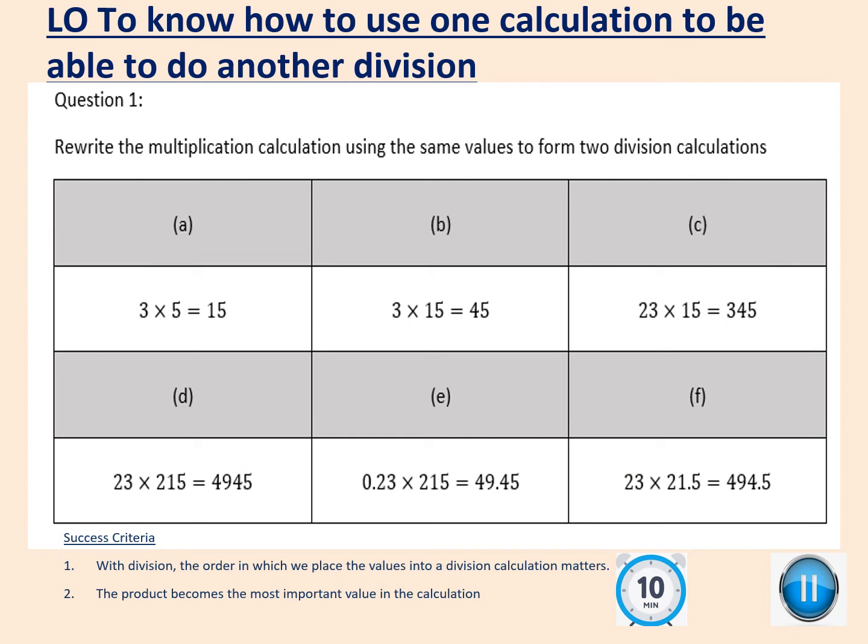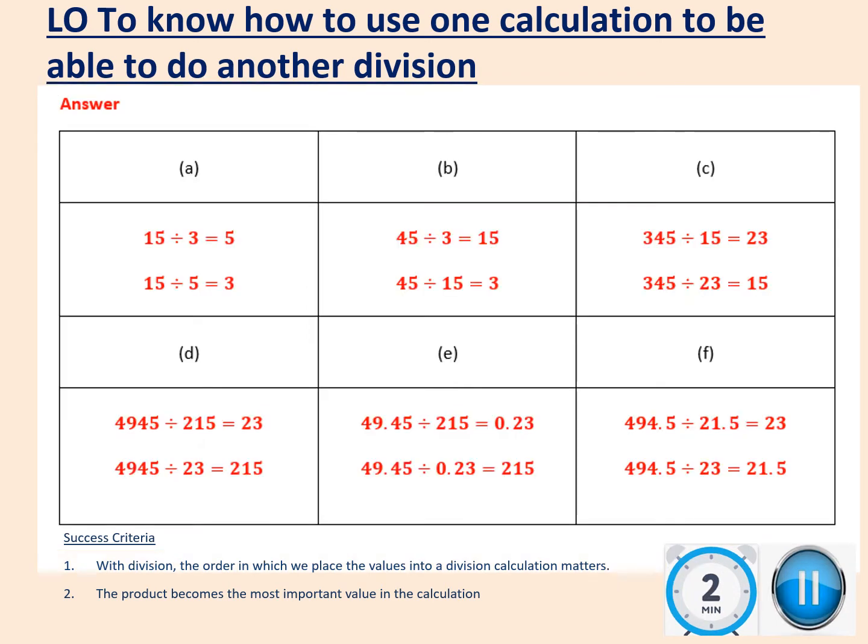Okay, so you now have 10 minutes to do these questions. It's asking you to rewrite the multiplication calculations using those same values to form 2 division calculations. So 3 times 5 equals 15. So 15 divided by 3 is 5. And 15 divided by 5 is 3. So 10 minutes to have a go at those questions, please.